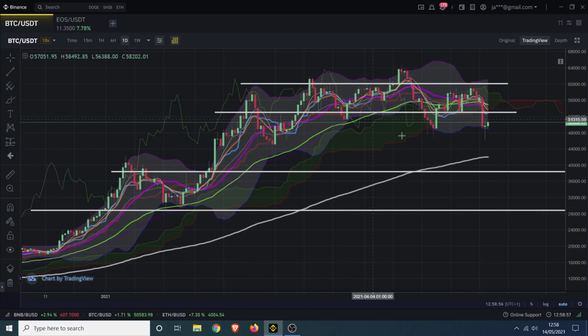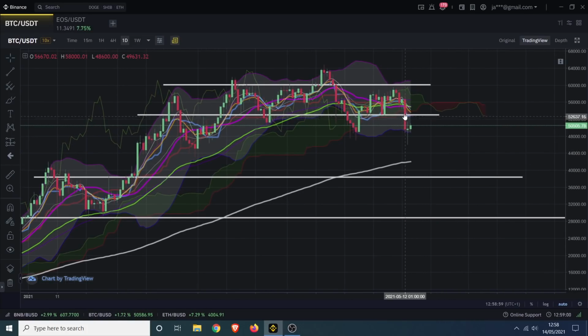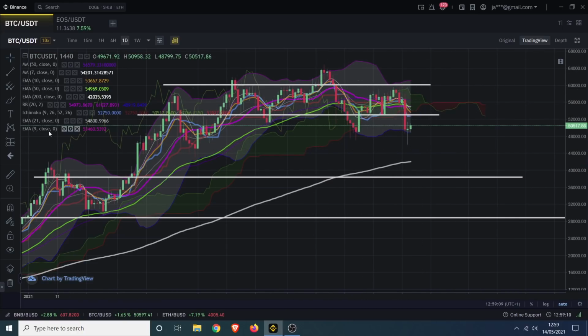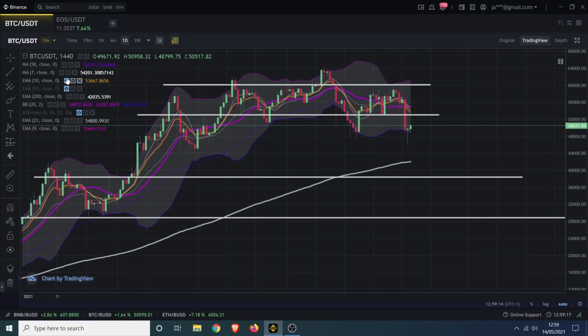But what we're really looking for now is whether we're going to get rejected from these areas and again go on to make a lower low. That would be a downtrend. So this is the daily that we're referring to. It's a bit noisy here, so we'll take off some of these that we don't really need, just so we can get a bit of clarity on this chart. We don't need half of this stuff, to be honest. So that'll do for now.